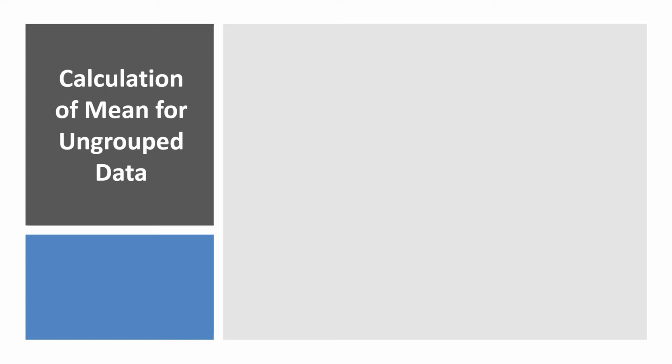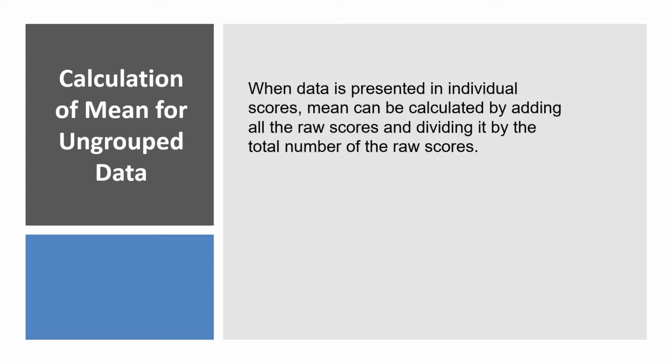Try to understand. I think you have all understood what is ungrouped data, what is raw data and what is grouped data. Ungrouped data means the data is given in raw form, or only individual scores are given. That means the score of student A, student B, student C is given and you do not know the entire score of the group. So how to use mean when individual scores are there? When data is presented in individual scores, mean can be calculated by adding all the raw scores and dividing by the total number of raw scores, or total number of frequencies.